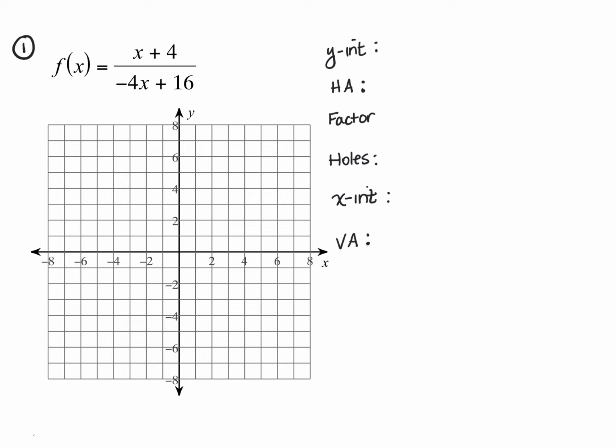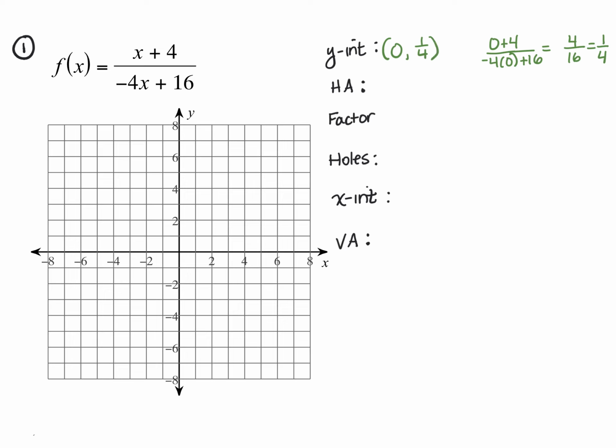To find the y-intercept, we take the original function and plug in 0 for all of our x's. So that will look like 0 plus 4 over negative 4 times 0 plus 16, which ends up being 4 over 16, or 1/4. We write our y-intercept as an ordered pair. That would be (0, 1/4).